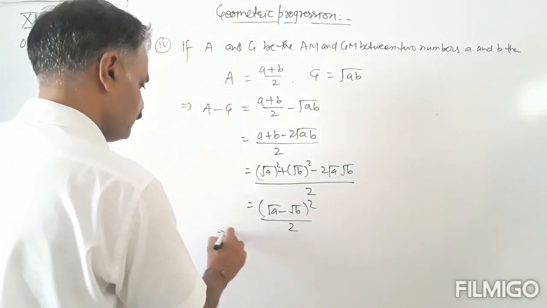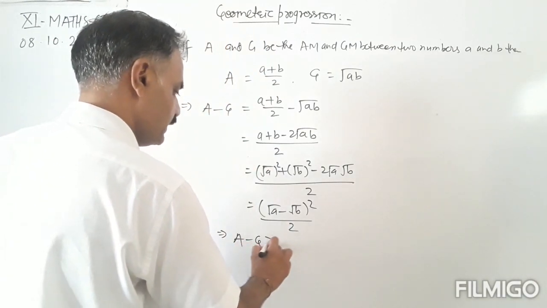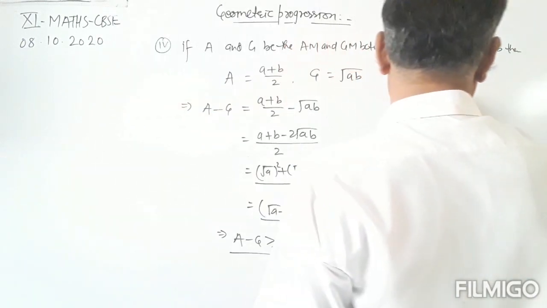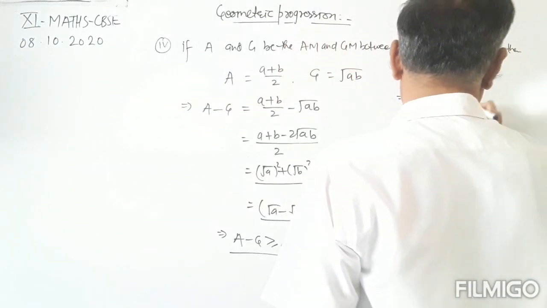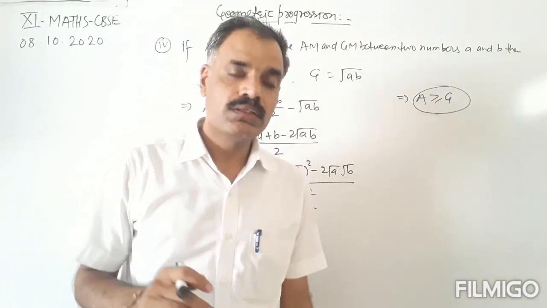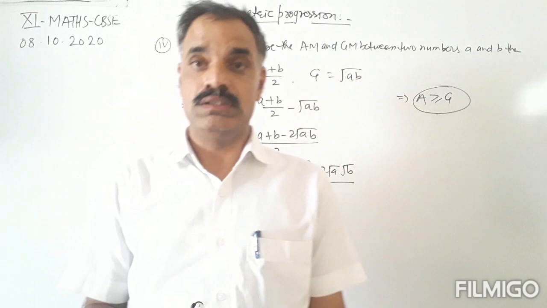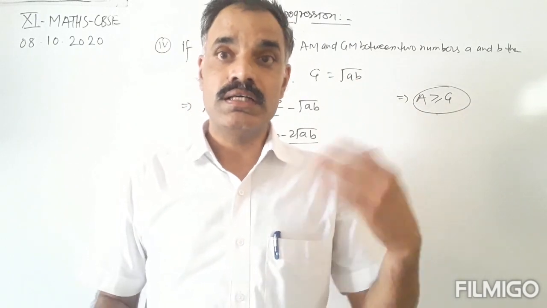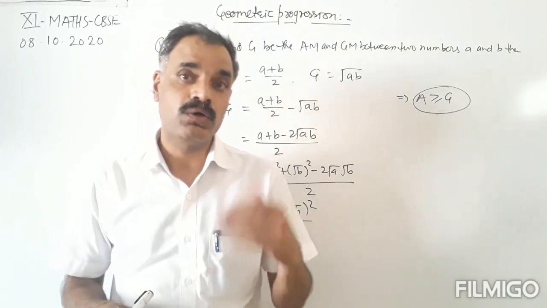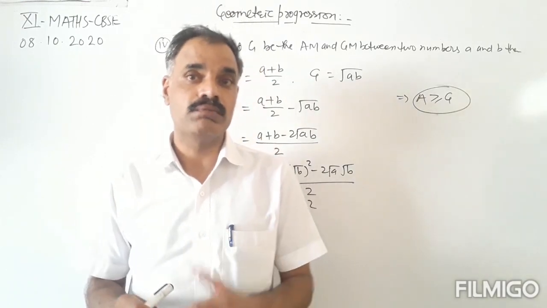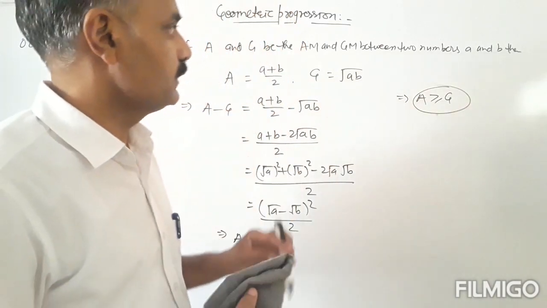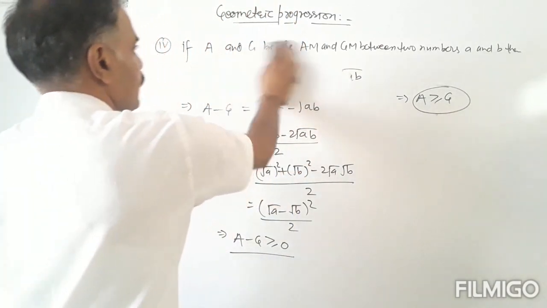So this can be written down as A minus G is greater than or equal to 0, and A minus G greater than or equal to 0 means A is greater than or equal to G. Okay, so A is greater than or equal to G. This is the relationship between arithmetic mean and geometric mean of the same two numbers, that is A and B. Okay, so this is the relation.